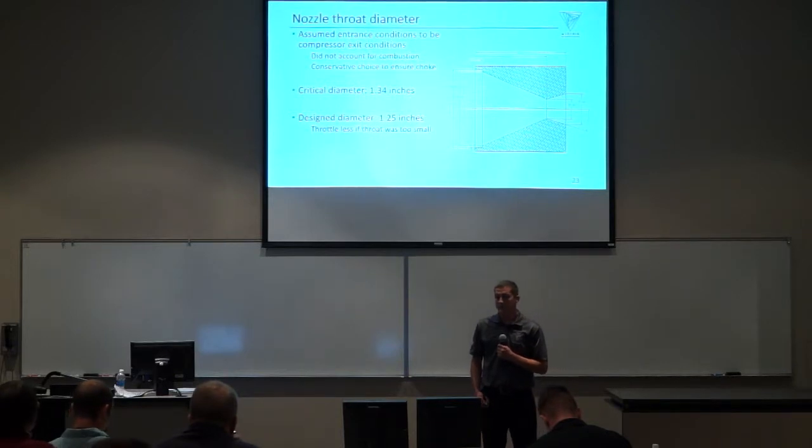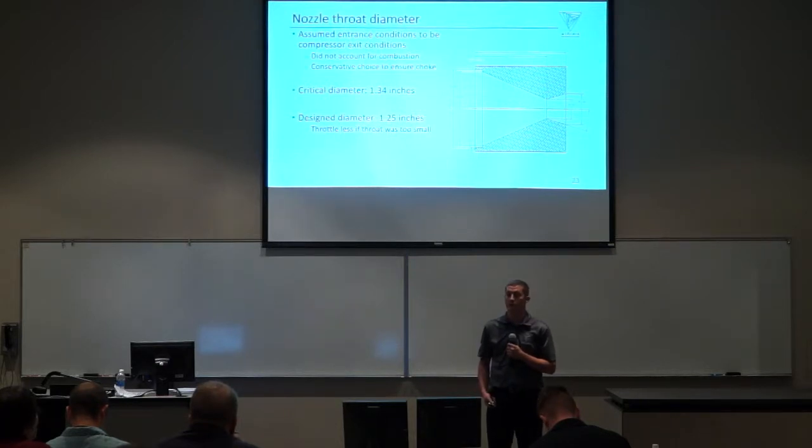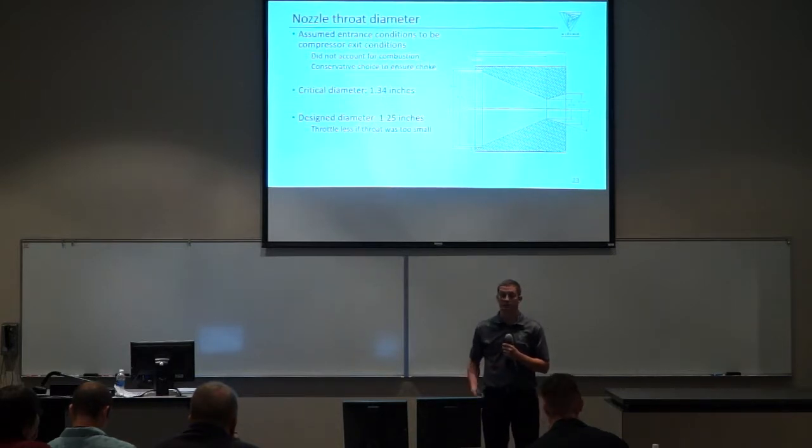Using these assumptions, the critical diameter was determined to be 1.34 inches, but the design diameter was actually even smaller at 1.25 inches. This extra conservative choice was based on the idea that if the throat was sized so small that it was adversely affecting upstream components, the engine could simply be throttled back.